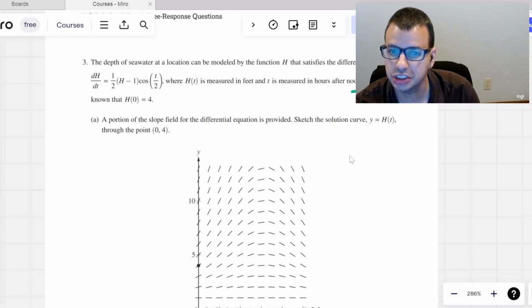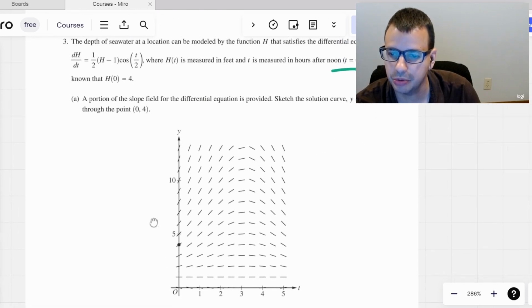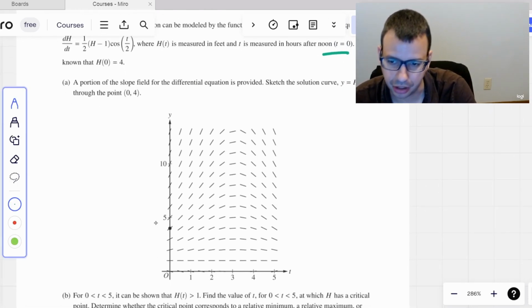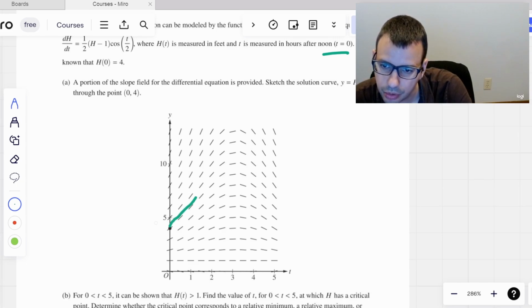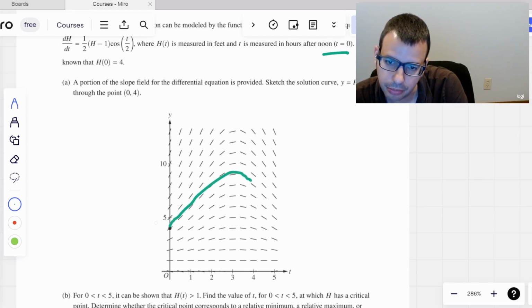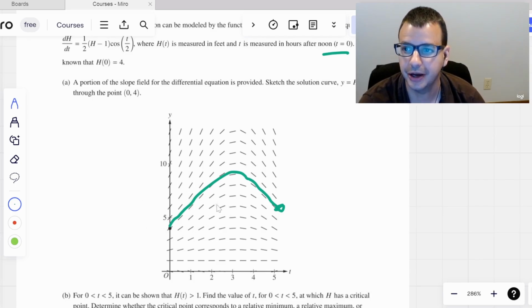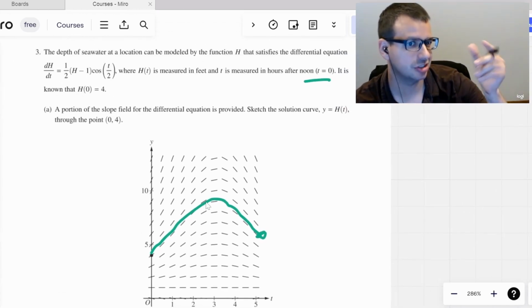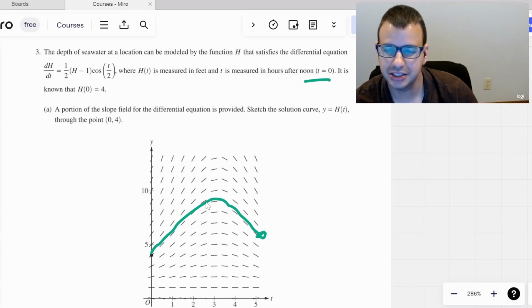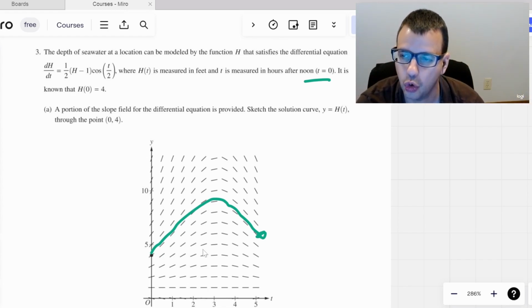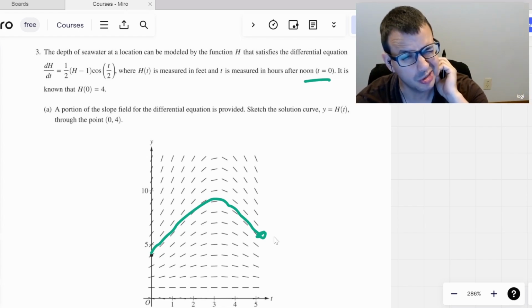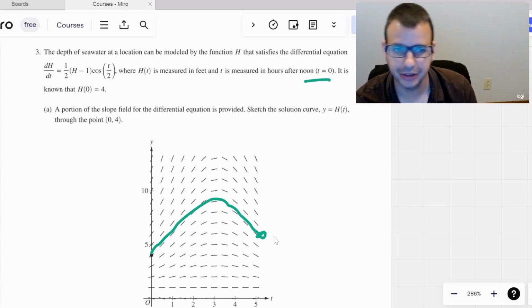Sketch the solution curve y equals h of t through the point 0, 4. Okay, this is just follow the lines. There we go. That's the solution right there. Because the slope field basically gives you the slope at every point, and so it's the idea of Euler's method. Basically, we just do each little point.